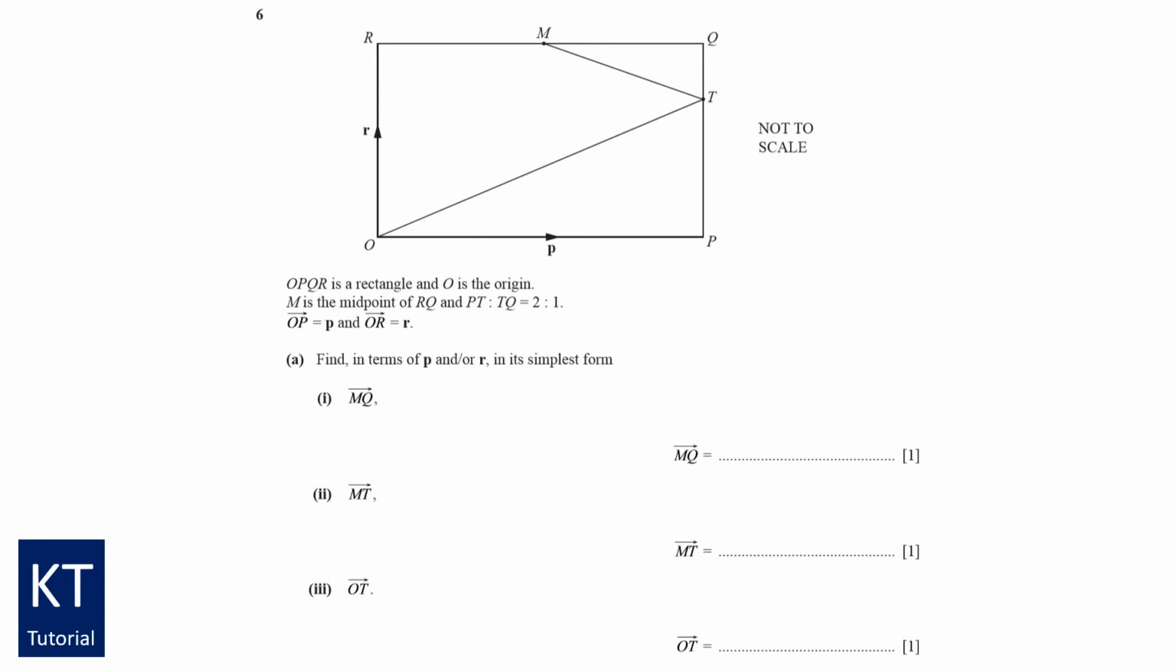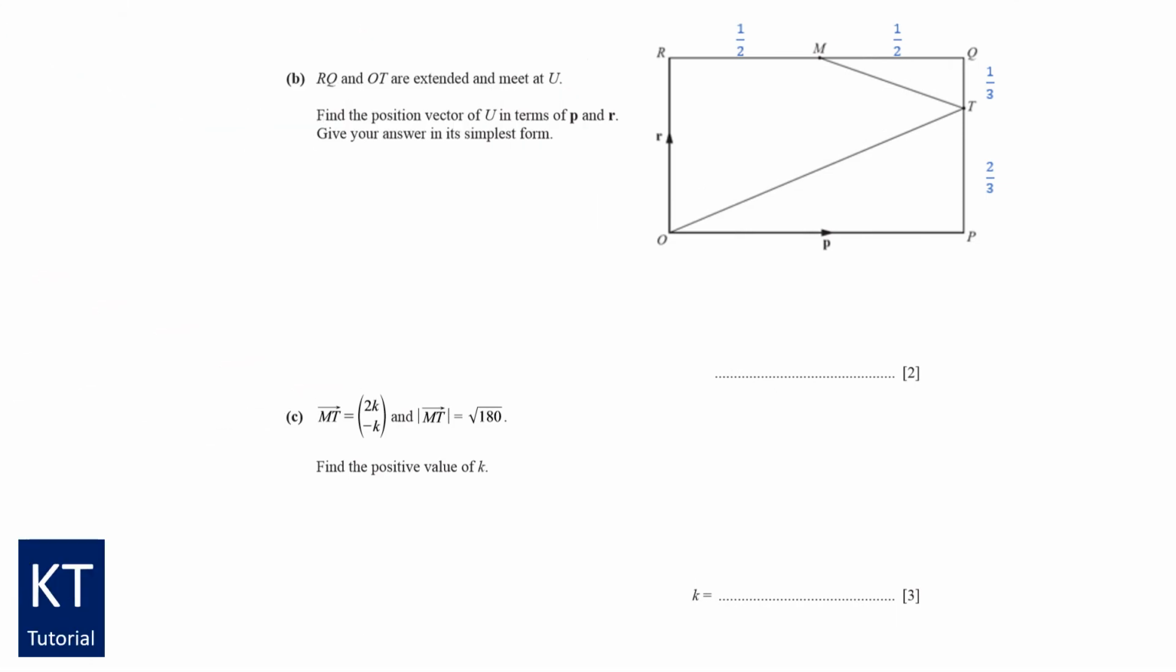Question 6. OPQR is a rectangle and O is the origin. M is the midpoint of RQ and PT to TQ is in the ratio of 2 to 1. OP is p and OR is r. Find, in terms of p and r in its simplest form, MQ. MQ is half p. Next, find MT. MT is equal to half p minus a third r. Next, find OT. OT is equal to p minus 2/3 of r.